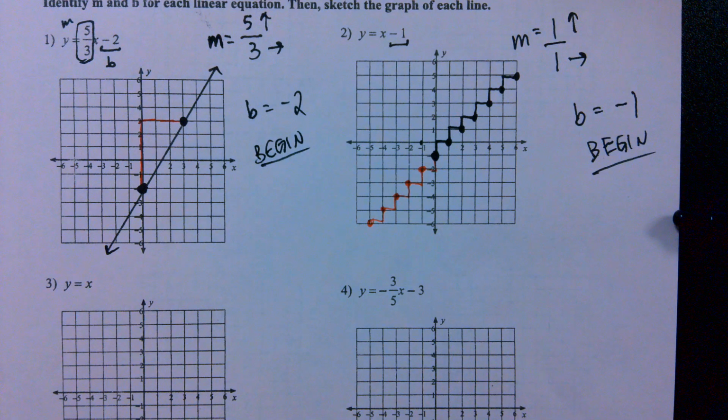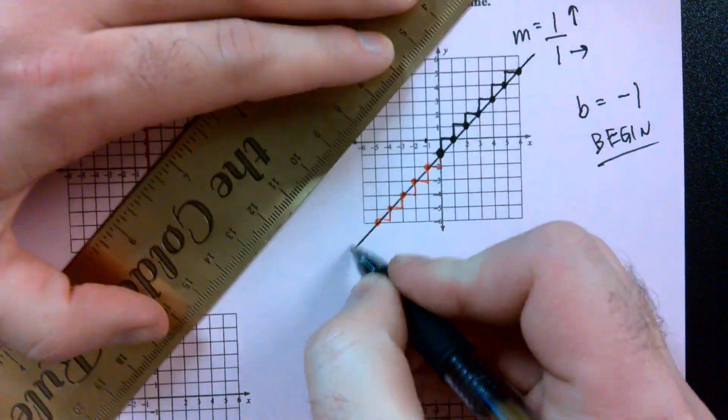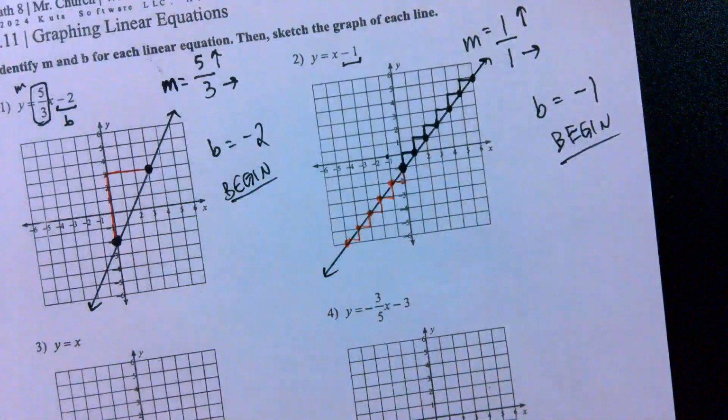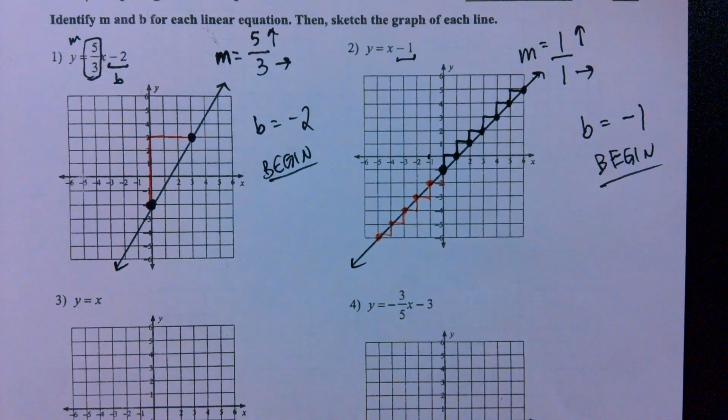We want as many points as we can have. Number 1, we can only fit 2, so that's fine. But at number 2, we can fit a lot more. Nice and easy to connect all those up. There's our line for number 2.